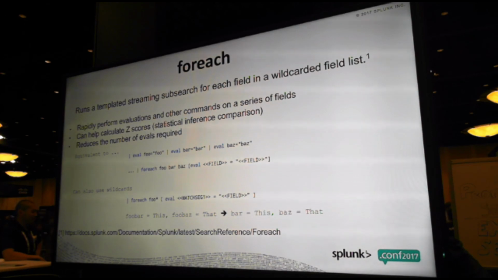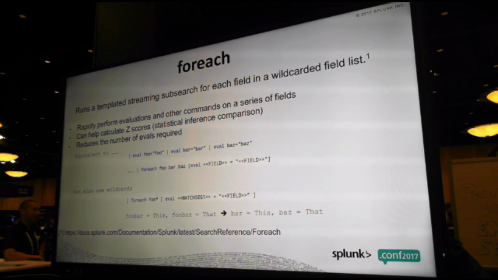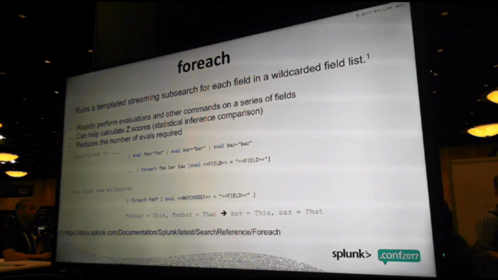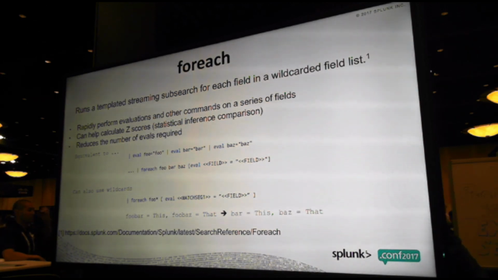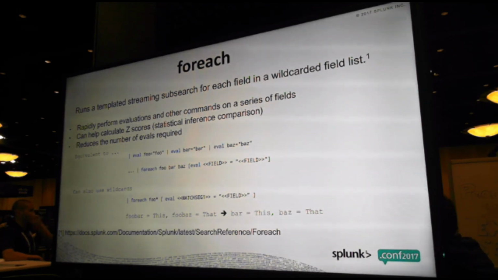Foreach. This is again an iterative command. It runs a templated streaming subsearch, which is to say it does lots of interesting things with replacements. You can use this to calculate z-scores or perform rapid evaluations or just anything else you want to stick in there. That is a streaming command. You may not use transforming commands, so no table, although that one may be streaming. I don't know. You can also use wildcards and use match segments.